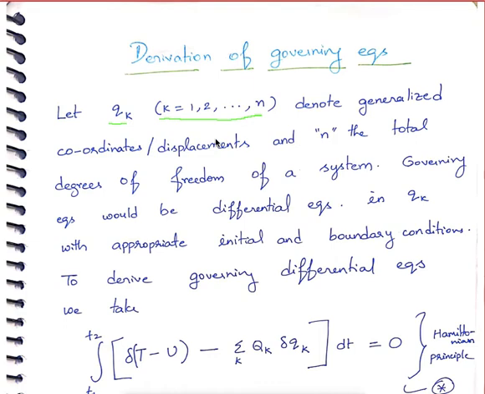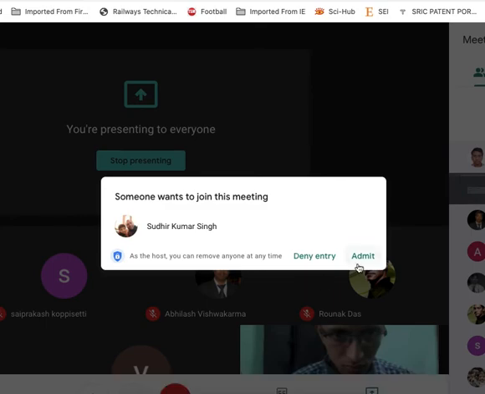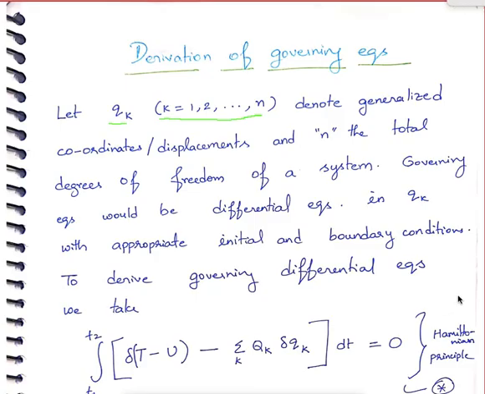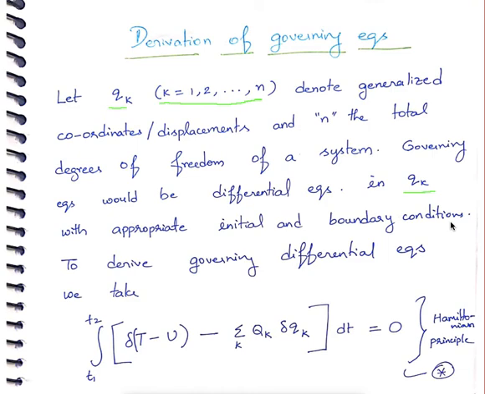Now, these degrees of freedom describe the configuration of the system. Once we go through some examples, things will become clear. The governing differential equations are going to be in terms of QK with appropriate initial or boundary conditions. The main principle we are going to use in order to derive the governing differential equations would be the Hamiltonian principle.